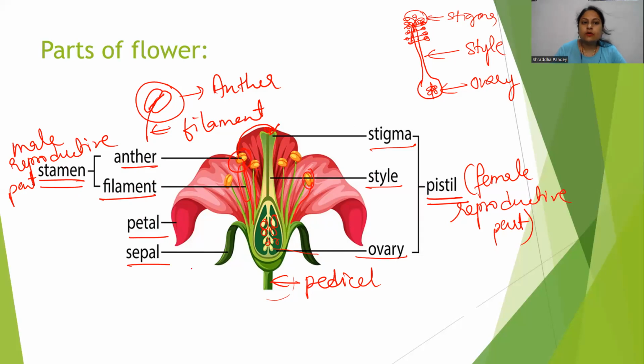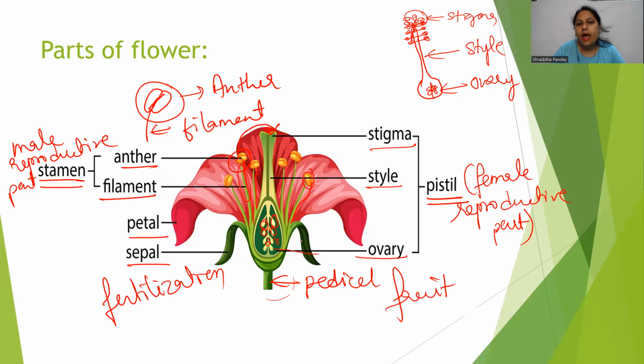When pollination takes place, after pollination, fertilization takes place, which I will teach you in the next class. After fertilization, the ovary develops into the fruit, and the ovules present inside develop into seeds. When these seeds are sown in the soil, they develop into a new plant. That's why it is called the reproductive part of the plant, because it helps in reproduction. It gives rise to the young ones, the new individual plant, from the seeds.